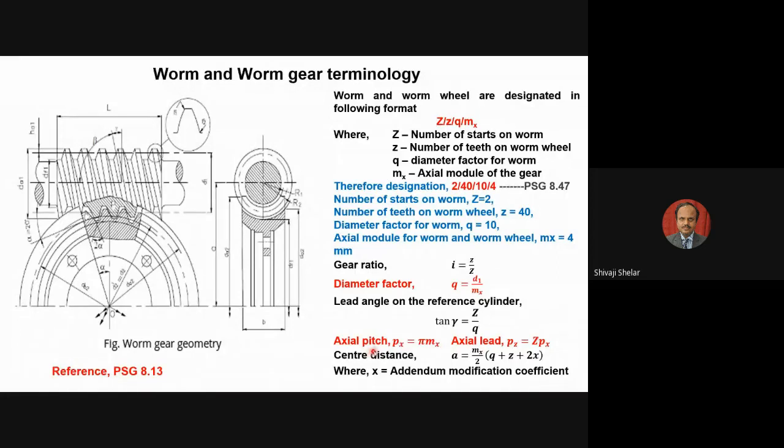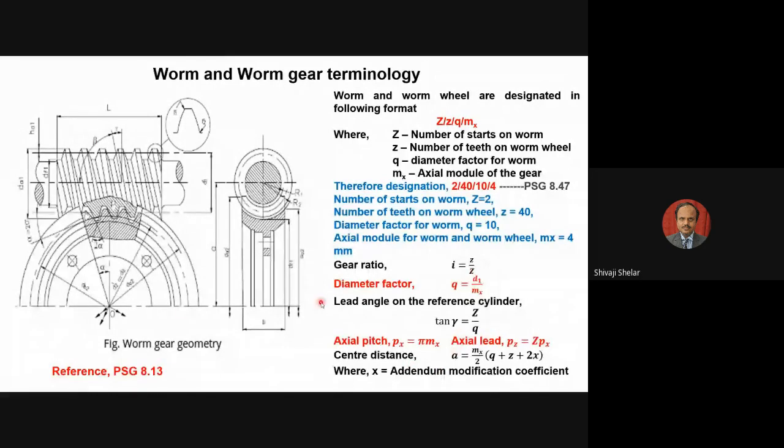So there is a difference between pitch and lead. Lead will be equal to pitch only when z is equal to 1. Please remember that. The axial lead pz, written as pz or l, is equal to z into px, where z is the number of starts on the thread. If the number of starts is 1, then your axial lead and pitch are the same. If the number of starts is other than 1, then your pz value will be greater than the axial pitch by the number of starts.